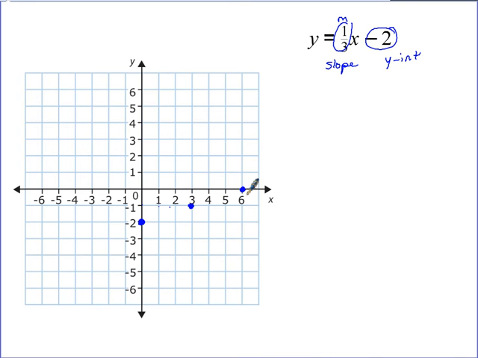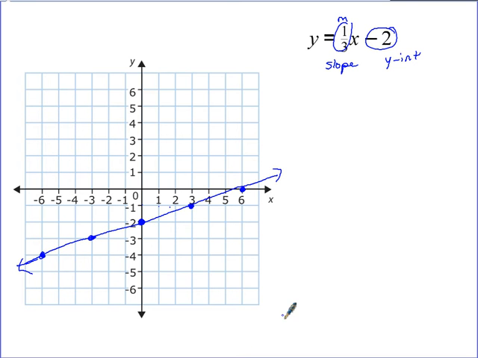Remember that if it won't fit on your graph, you can also go in the opposite direction. So if I went up 1, right 3, I can go down 1, left 3. So I could also do a bunch of points in that direction, down 1, left 3 again. And then I would be able to draw this straight line that is my graph.